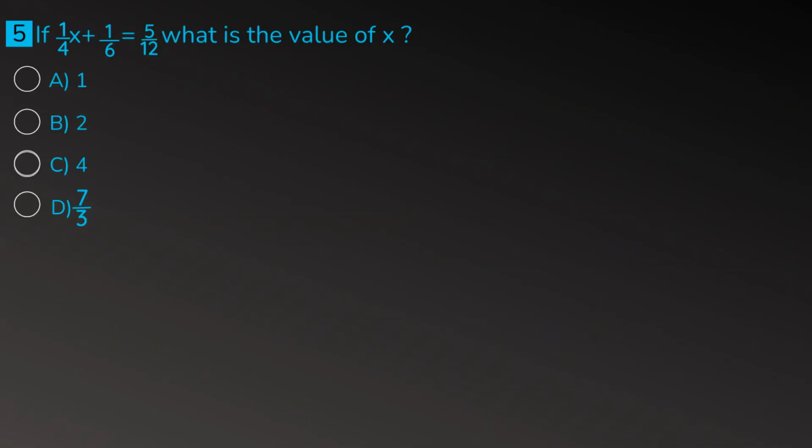Question 5 gives us a quarter of x plus a sixth is equal to 5 over 12, and we have to work out x. There's always different ways of solving equations, but I think I'd like to multiply by 4 first. If I multiply by 4, I have to do it to every single term in the equation to make sure the equation stays the same.